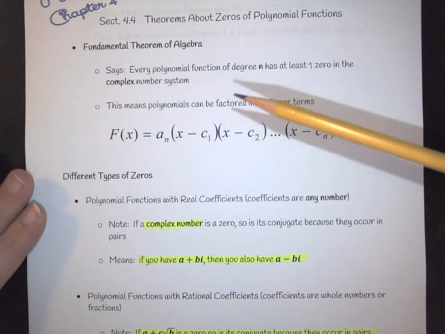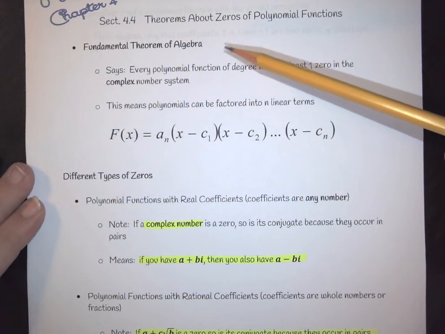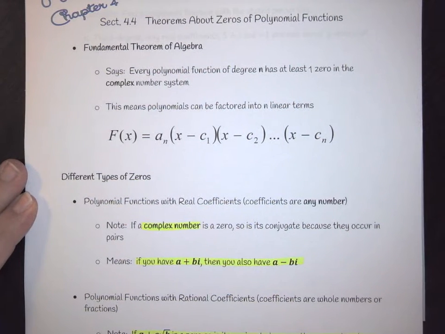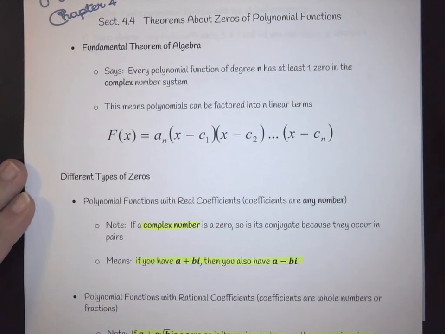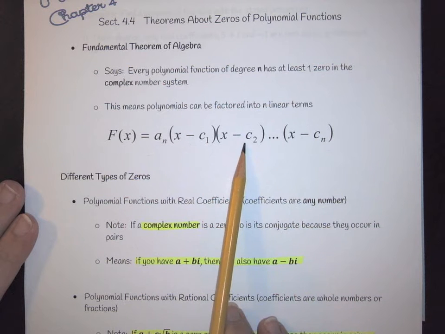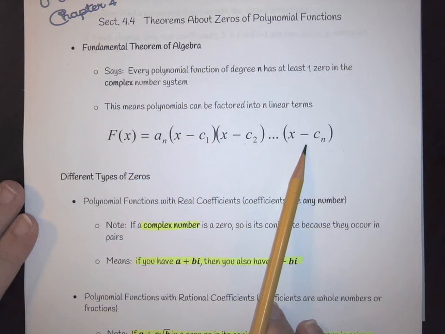So the first one we're going to look at, the big one, is the fundamental theorem of algebra. The fundamental theorem essentially says that each and every polynomial function with a degree of n has at least one zero in your complex system. When we're talking about a complex number system, we're talking about a form like this, where each one of these parentheses represents a zero.